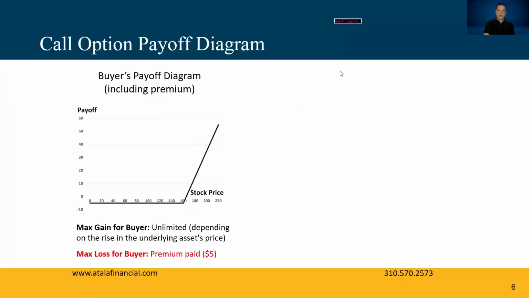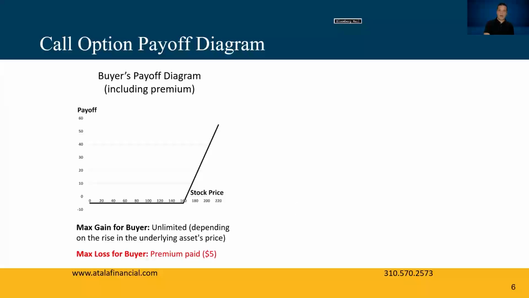We like to show a payoff diagram to show the profit for the buyer of the call. So as the stock goes higher above the strike price, the buyer will make $1 per share. So the maximum gain for the buyer of the call is unlimited, because it depends on the rise of the underlying asset's price, which can go on forever. The maximum loss for the buyer of the call is just the premium paid, which is $5 in this example.